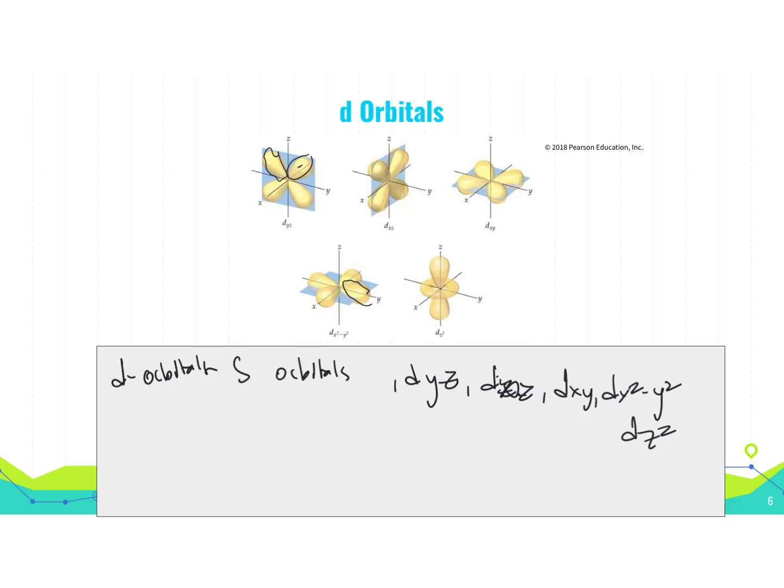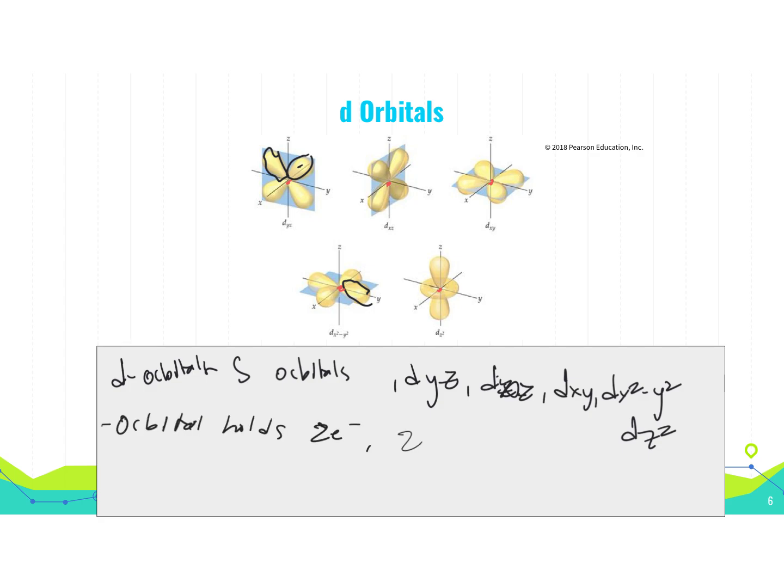And again, I want to point out in red pen, with all of these, there is a node directly in the middle where you don't expect to see any electrons. Similar to the s and the p orbitals, each d orbital holds 2 electrons.